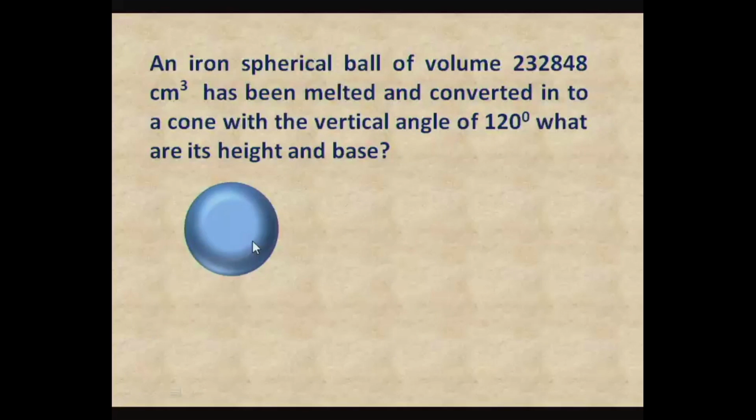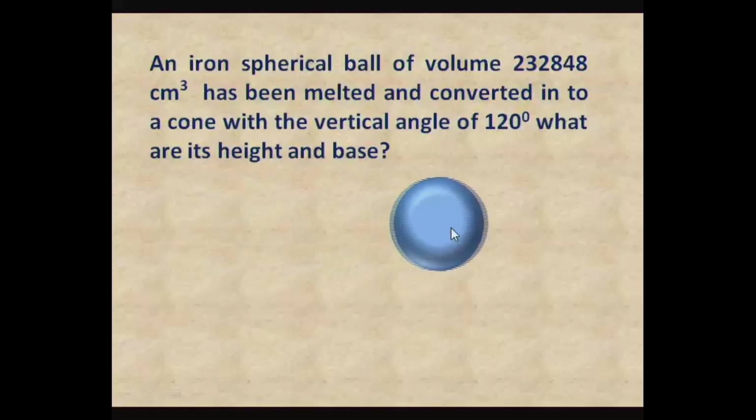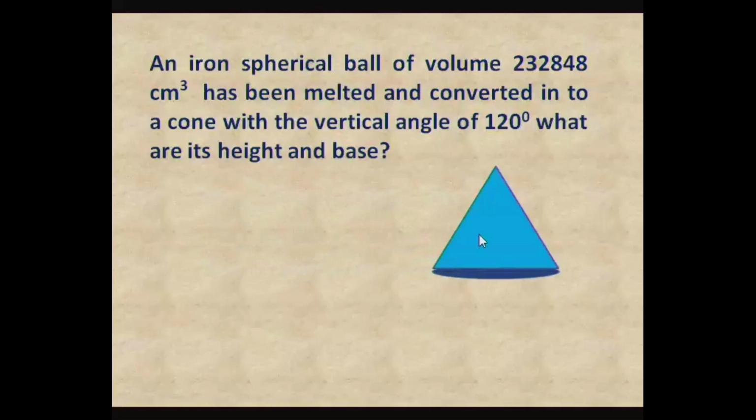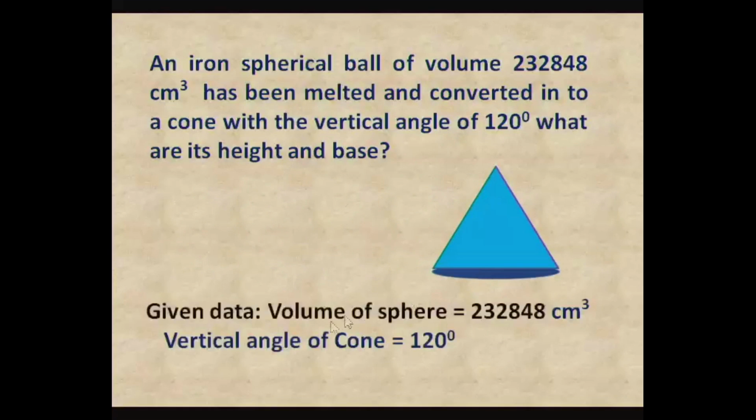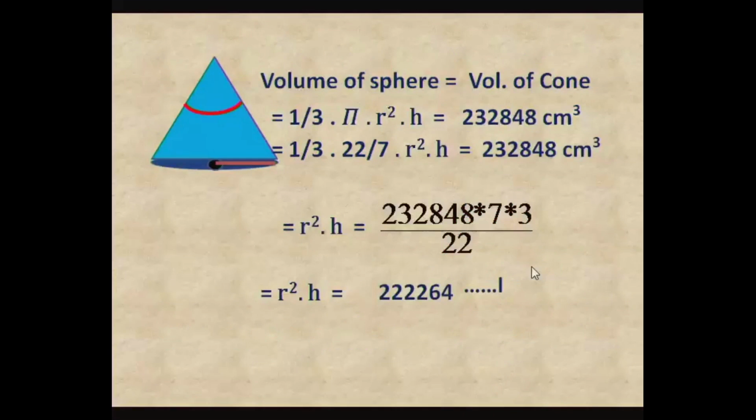See here, this is the sphere, it is melted and cast as a cone. Then the given data is the volume of sphere, this is 2,32,848 centimeters cube. Vertical angle of the cone is given as 120 degrees. Here, volume of sphere is equal to volume of cone, we know 1 by 3 pi r square h is the formula to find the volume of cone.